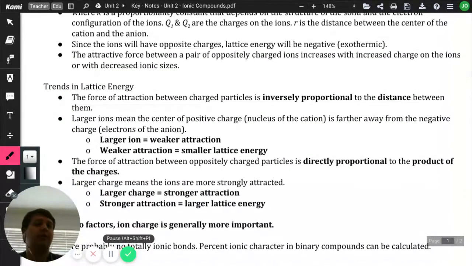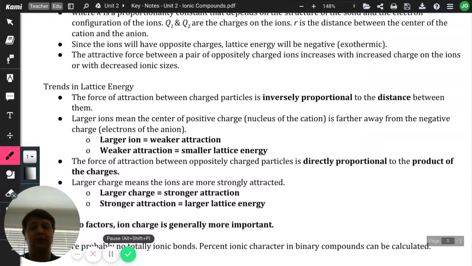There are some trends. That's basically what we were just talking about. So the forces of attraction between charged particles is inversely proportional to the distance. So basically, again, if you've got a large distance, you're going to have a low lattice energy. Inversely proportional. They're going to do the opposite of each other. So the larger the ion, if I'm looking at cesium or rubidium, those are very large ions. The larger the ion, the weaker the attraction.